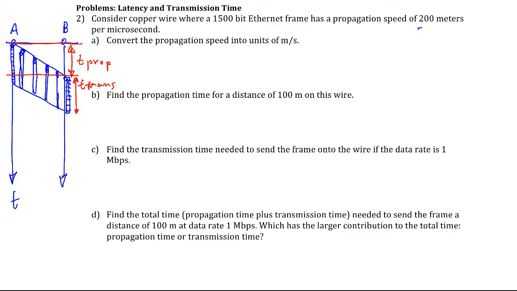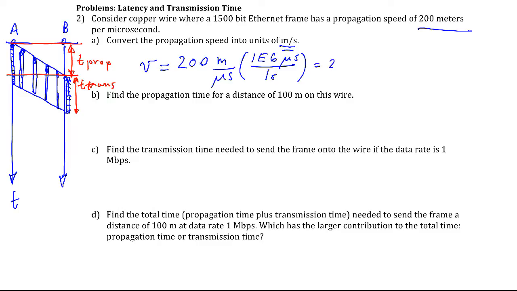We're given 200 meters per microsecond for our propagation speed. I'm going to use V for that. I'm going to convert this into meters per second by saying that there are 10 to the 6th microseconds in 1 second, and we get 200 e to the 6th. Now the microseconds cancel, and I get meters per second. You'll recognize this as 2/3 the speed of light. Speed of light, c, is 3 times 10 to the 8th.